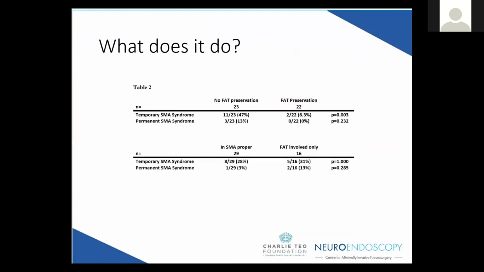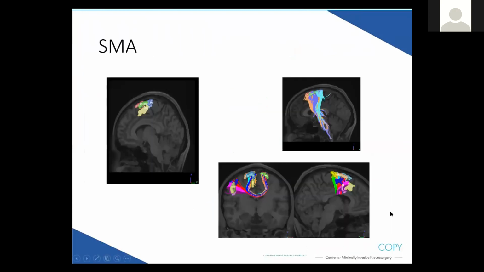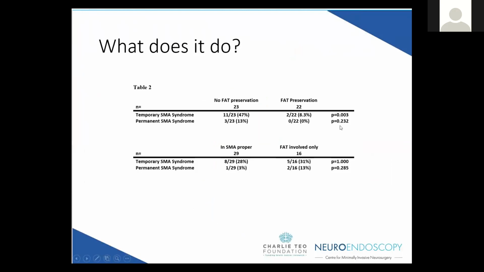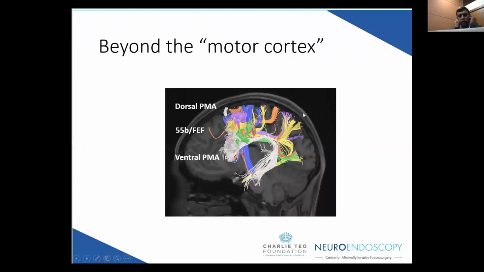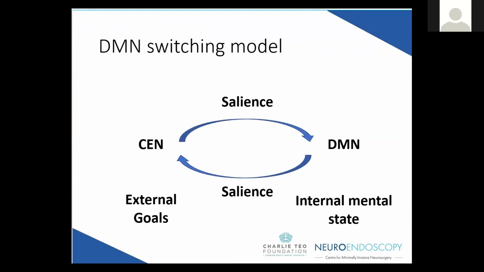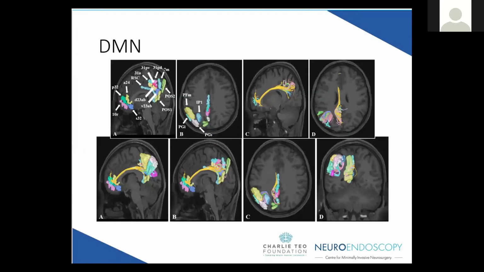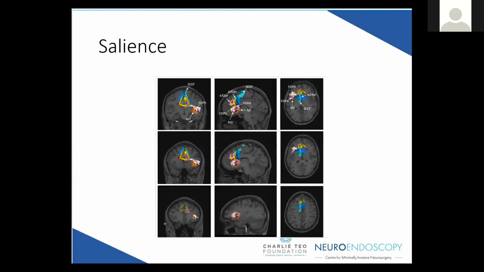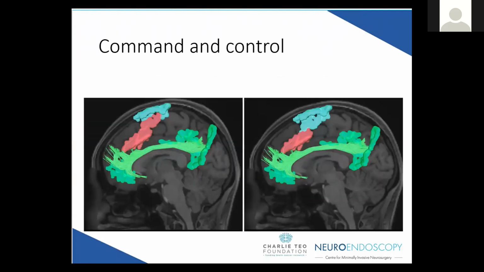This is the paper that we just submitted to JNS, and what we showed is that if you stay out of the frontal aslant tract, you eliminate the SMA syndrome. We've known that for a while, but this is the evidence for it. So we started mapping the DMN to a greater level of detail. There are two other networks involved in this, the Salience Network and the Executive Network. And as you know from the paper, they look sort of like this.